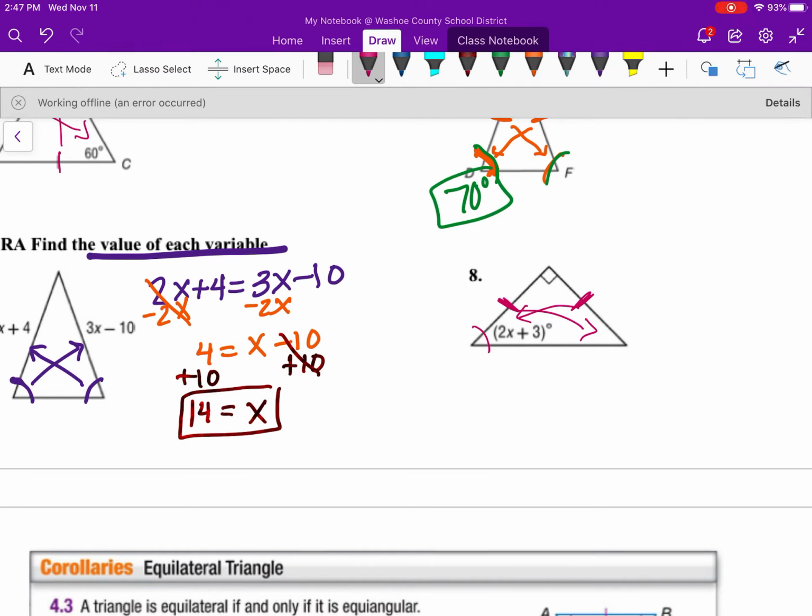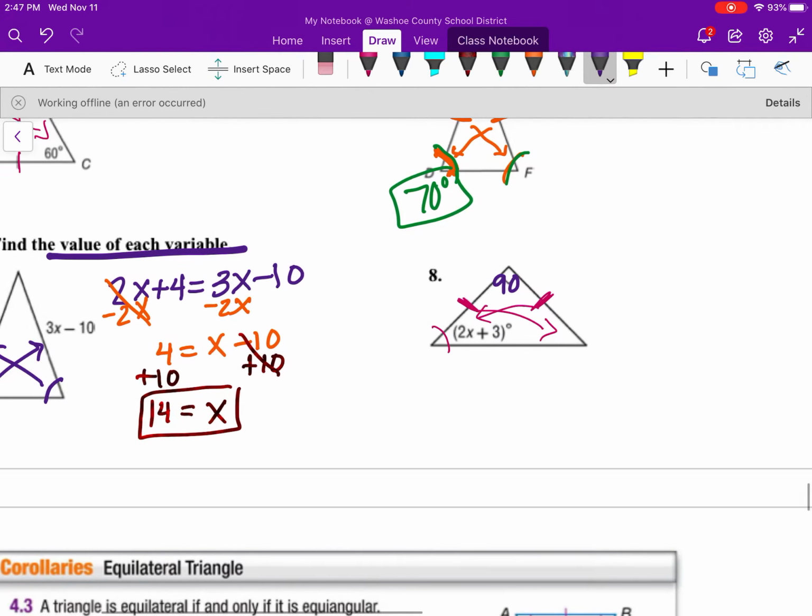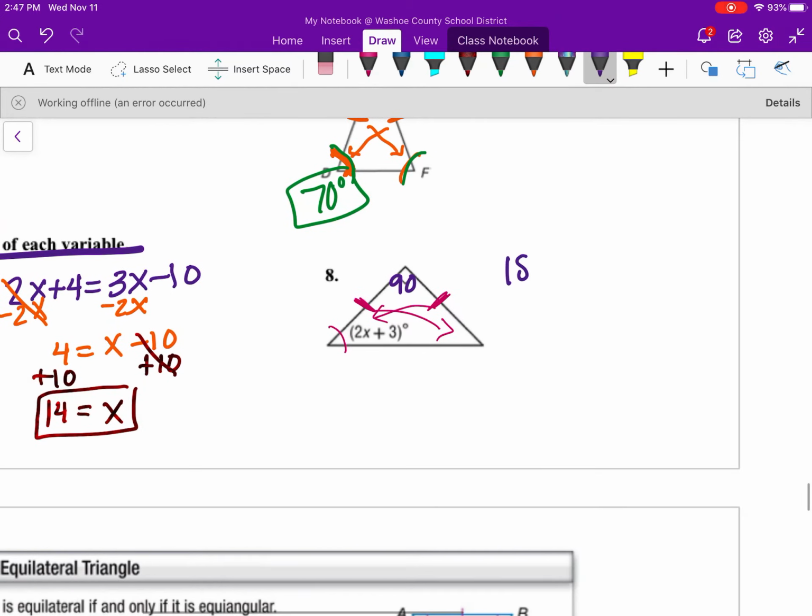Now, I'm not given an angle measurement here, but I'm given enough information to figure it out. So this angle I know is 90. I know that all triangles add up to 180 degrees, so I'm going to do my math here. And I know I have 90 degrees left to work with between these two. Because these are going to be congruent angles, I know that each angle then gets to have 45 degrees equally.